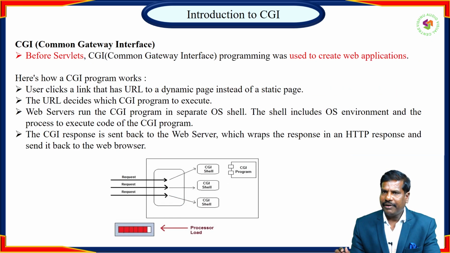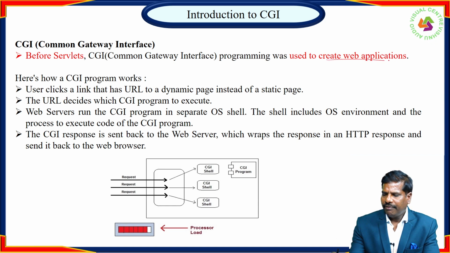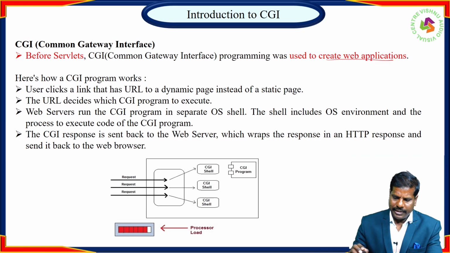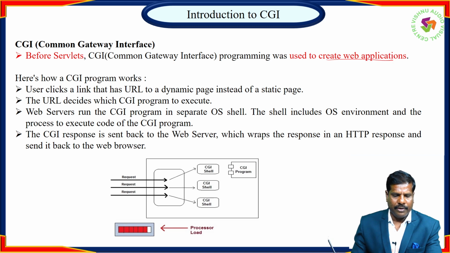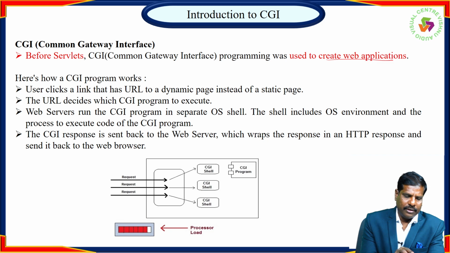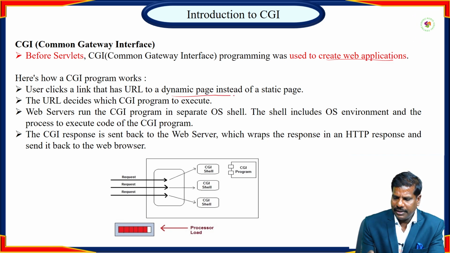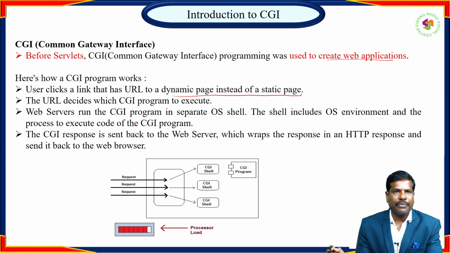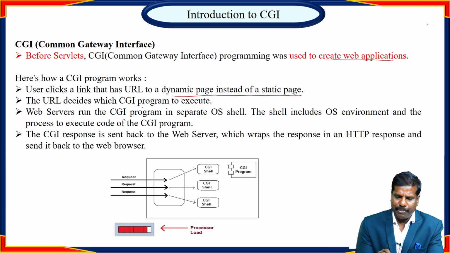Now, introduction to CGI. CGI is Common Gateway Interface. Before servlets, CGI was the program used to create web applications. CGI is an older technology. Now, how a CGI program works. First, the user clicks a link that has a URL to a dynamic page instead of a static page. The URL decides which CGI program to execute.